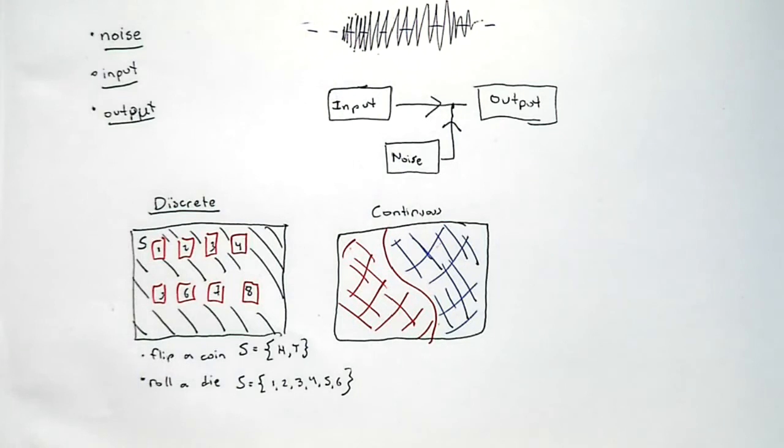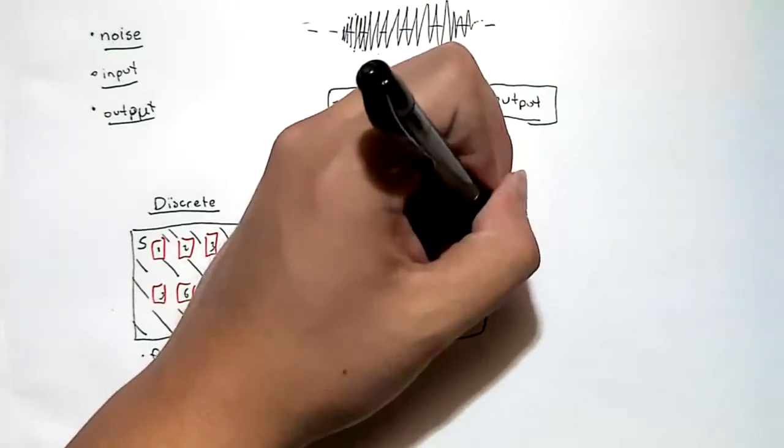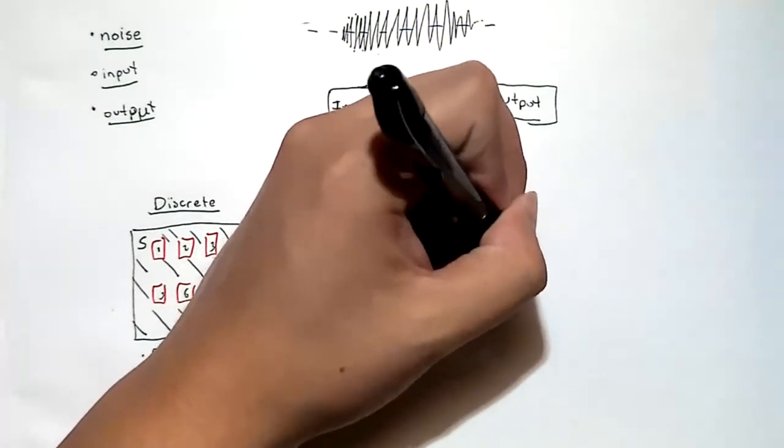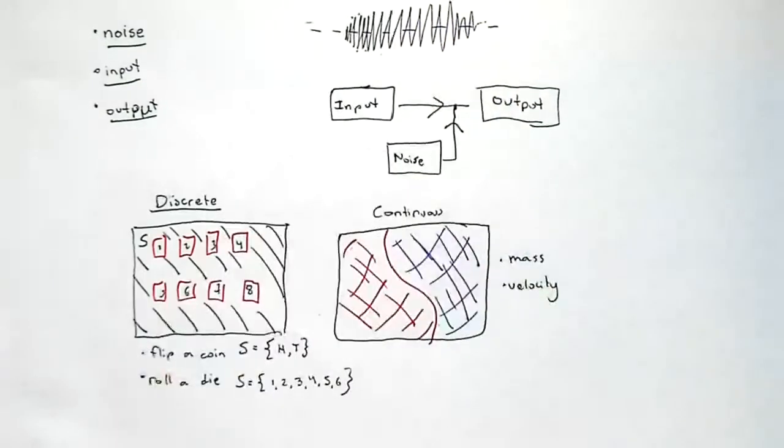In terms of continuous, typically physical properties are continuous, so things such as mass, velocity, and any other physical properties that you can think of would constitute a continuous sample space. I'm trying not to use words that I haven't defined yet, so I have to make sure I use words that I've already defined, like sample space, okay?